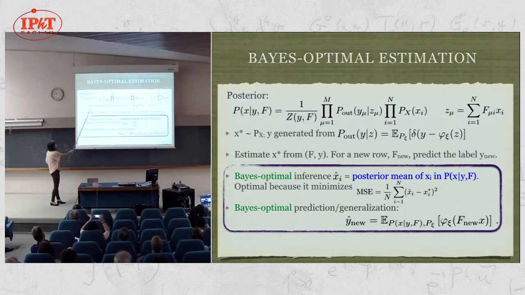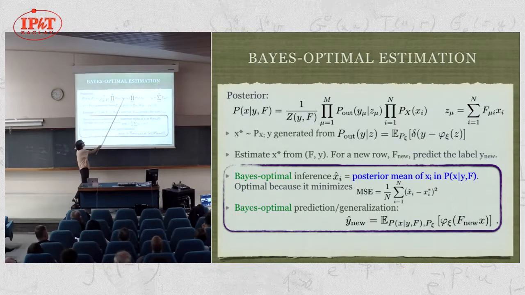We need to write the posterior distribution of the unknown x, given the known: the labels y and the data f. By definition of the model, it is given by a product of the prior terms and a product of these likelihood terms. This p out is a probability distribution that a given label was created given the product of x and f, so related to the previous function phi by this simple formula. And then the setting is the same.